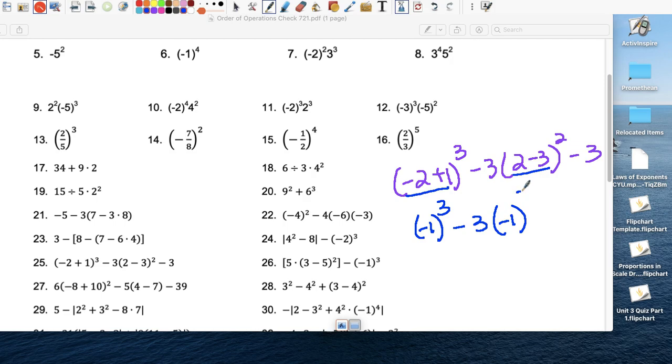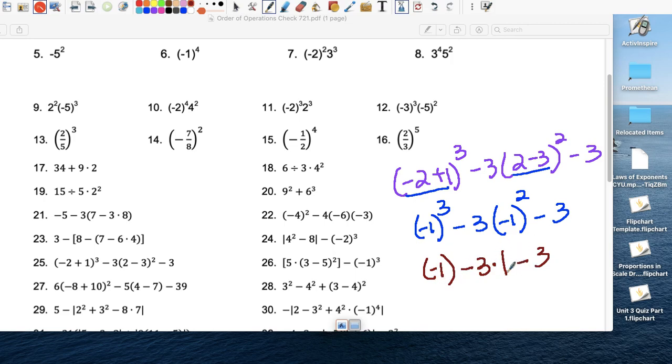I'm going to raise that to the second power, and then minus 3. So negative 1 times negative 1 times negative 1 is just negative 1. That's what I get here. Minus 3, and don't multiply yet, because we have to figure out what negative 1 to the second power is. It's negative 1 times negative 1, which is 1. And then minus 3.